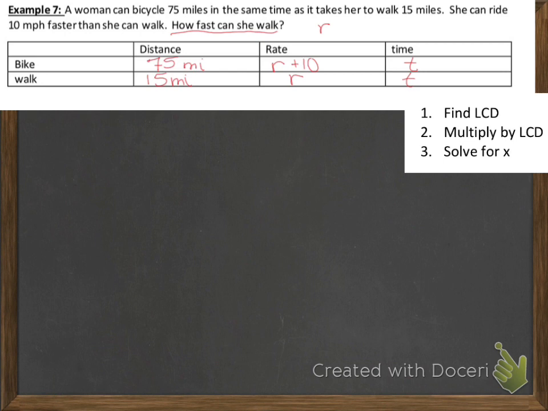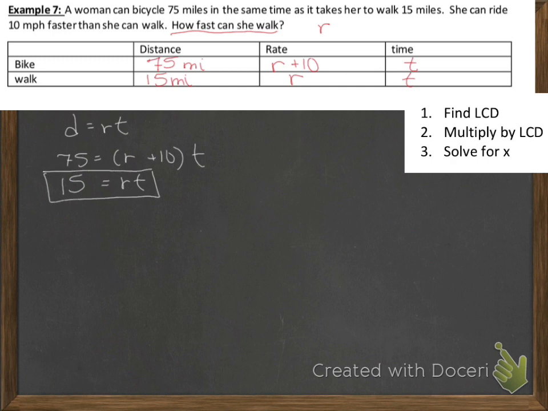So once again, we're going to use that equation, d is equal to rt. So we'll have 75 equals r plus 10 times t, and then we have 15 is equal to r times t. We're going to do the exact same procedure as the last few problems. We're going to solve this equation for t by dividing both sides by r. So we have 15 over r is equal to t.